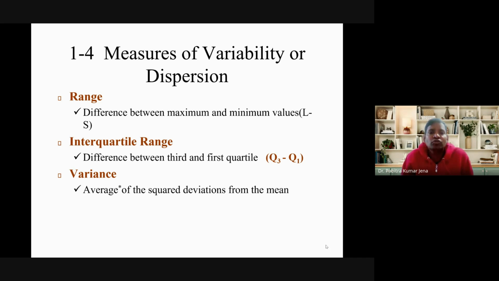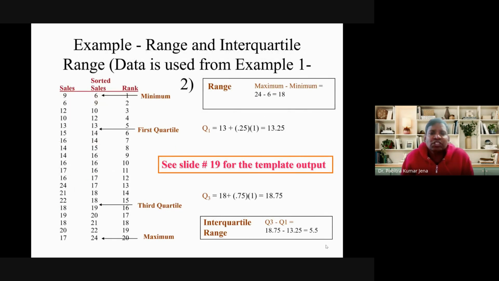Why do you use the variance to measure the variability? Because in the deviations from the mean there is a chance that you can get negative values. So in order to avoid that, we do the variance. The standard deviation is the square root of the variance. These are some of the examples from which you get the range and interquartile range.